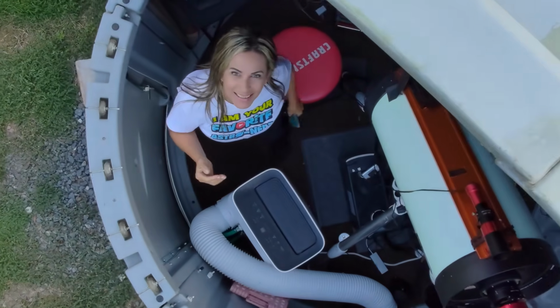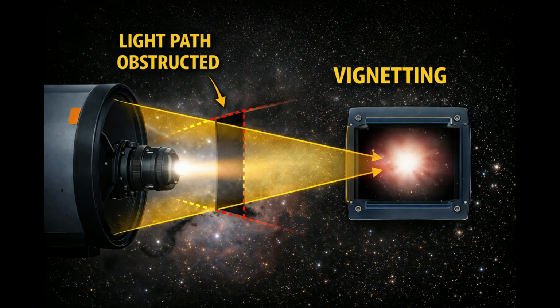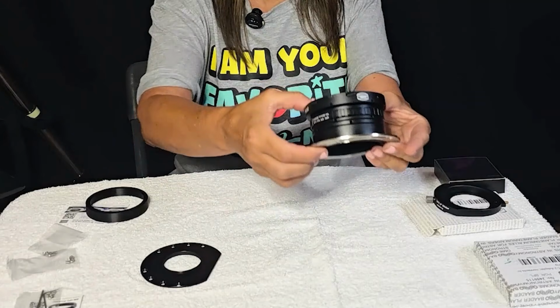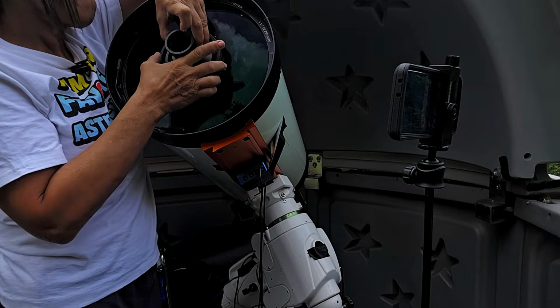Is your telescope suffering from chronic vignetting? Dark corners usually mean your light path is being restricted. Today, I'll show you how I diagnosed and fixed the problem on my RASA 11.